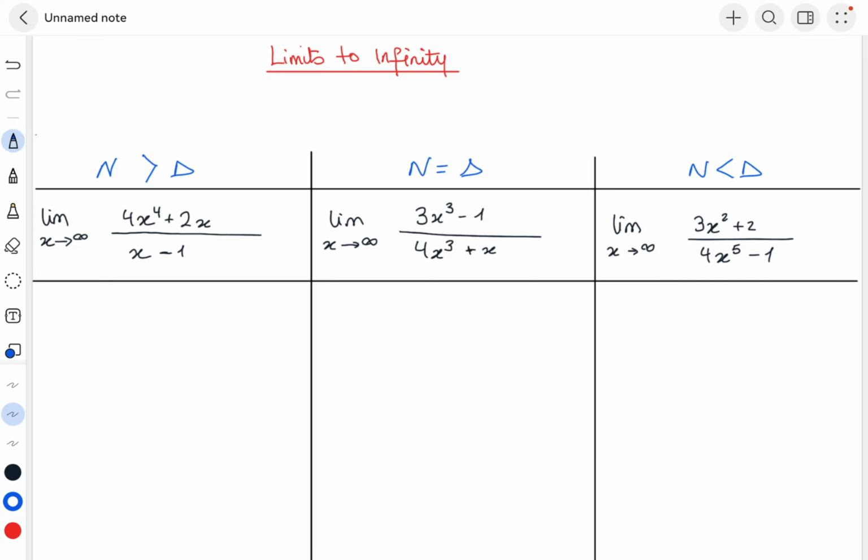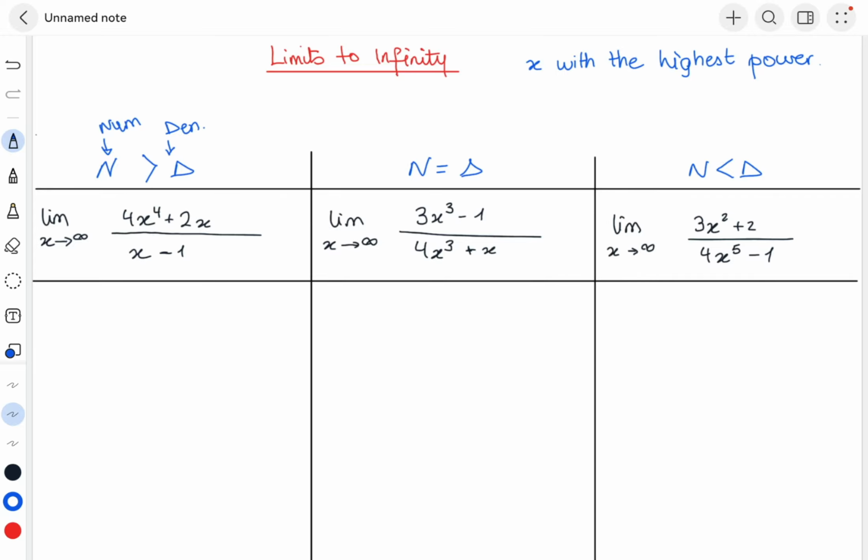Whenever we're solving limits to infinity, we care about one thing. We care about x with the highest power, and we care about that in the numerator and in the denominator. That's why we have n, which is denoted for numerator, and d for denominator.